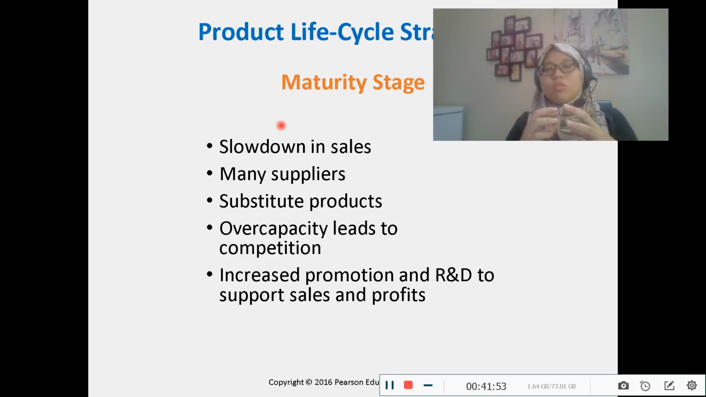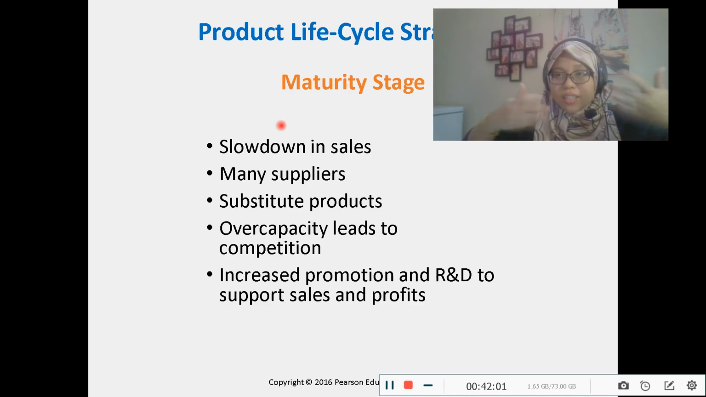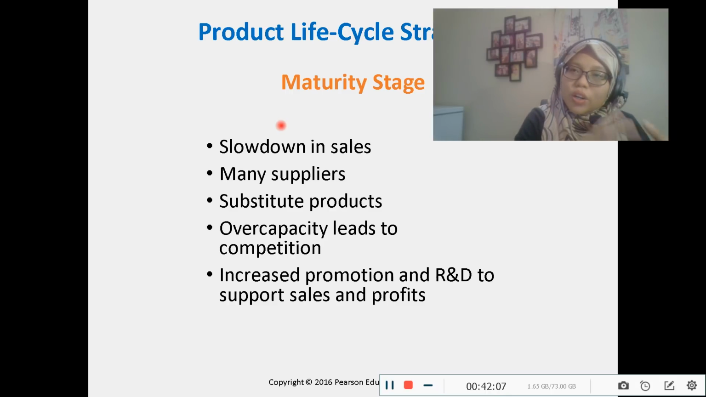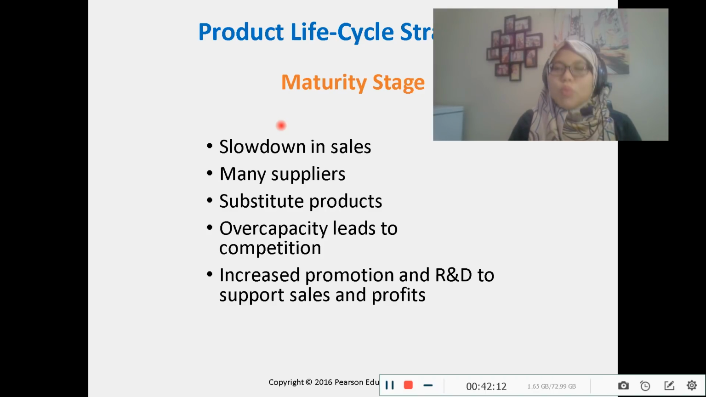So promotion tadi tu, pada waktu growth, dia tak perlu terlampau do a lot of promotion. But they can lower down to excite the customer to buy the product. Tapi dalam introduction, you have to do a lot of promotion activities untuk memperkenalkan. Tapi dalam maturity ni, awak kena increase promotion sebab sampai satu tahap, bila awak static macam tu, people started to forget about you. So when people started to forget about you, it's time for you to increase promotion so that they can remember back what your product is all about.